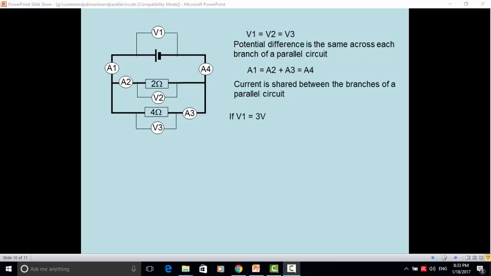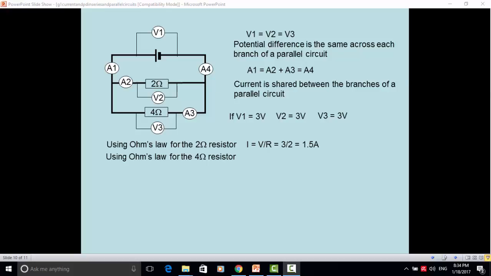If voltmeter 1 is equal to 3 volts, then voltmeter 2 and voltmeter 3 will also be equal to 3 volts. Using Ohm's law for the 2 ohm resistor, we have current is potential difference over resistance, which is 3 volts over 2 ohms, giving a current of 1.5 amps through the 2 ohm resistor. Using Ohm's law for the 4 ohm resistor, we have I is V over R, which is now 3 over 4, which is 0.75 amps.